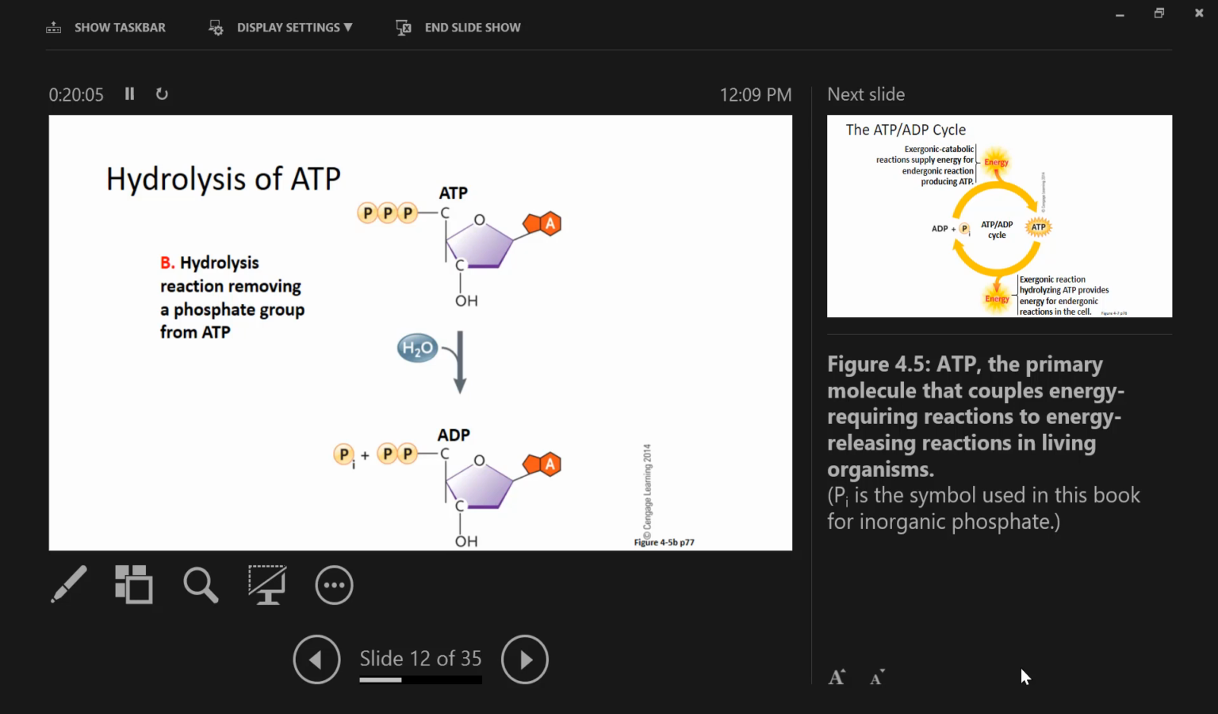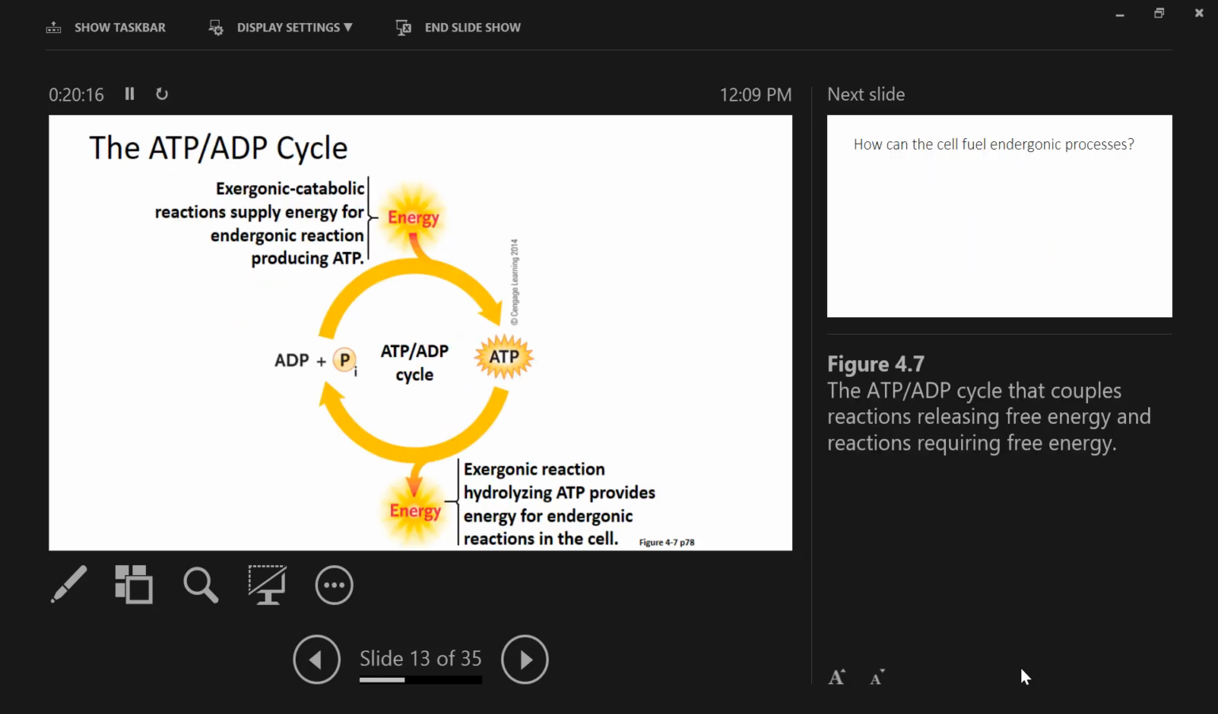All right, so here's the hydrolysis of ATP, water as a product, and then the water molecules are, part of it's here on this phosphate, part of it's here on this phosphate. Here's the ATP-ADP cycle, and this is a really, really important diagram to just kind of spend some time with and figure out what this is saying.